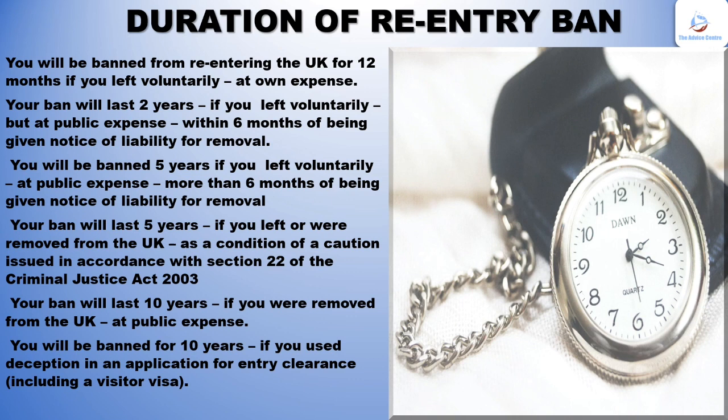Your ban will last 5 years if you left or were removed from the UK as a condition of a caution issued in accordance with Section 22 of the Criminal Justice Act 2003. Your ban will last 10 years if you were removed from the UK at public expense. You will be banned for 10 years if you used deception in an application for entry clearance.